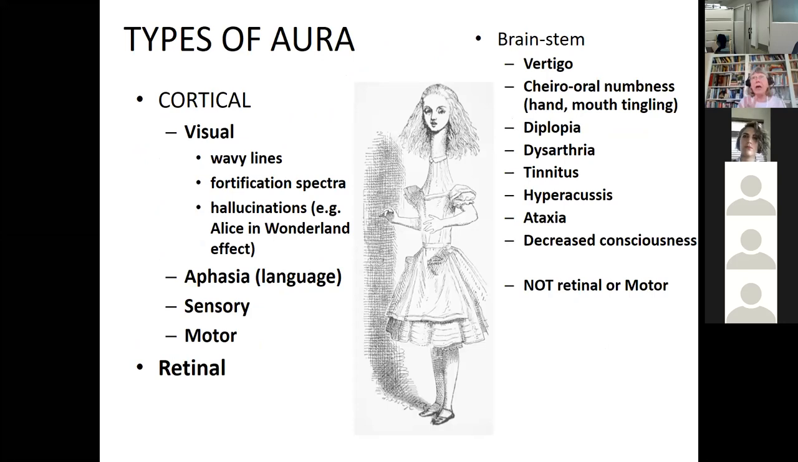They're often wavy lines. You could see how there was a waviness to it. And then fortification spectra, you could see the little zigzaggy lines that were colored. Rarely there are hallucinations, and we'll talk about Alice in Wonderland effect. Aphasia can accompany these visual auras, and so can sensory symptoms and occasionally motor symptoms. Brainstem aura is a kind of a different animal. It has numerous brainstem symptoms like vertigo, perioral numbness, diplopia, dysarthria, tinnitus, hyperacusis, ataxia, and decreased consciousness. That's a brainstem aura, and I'm not really talking about that today.